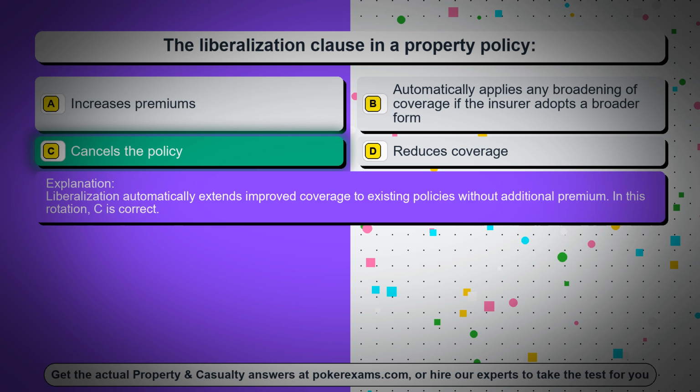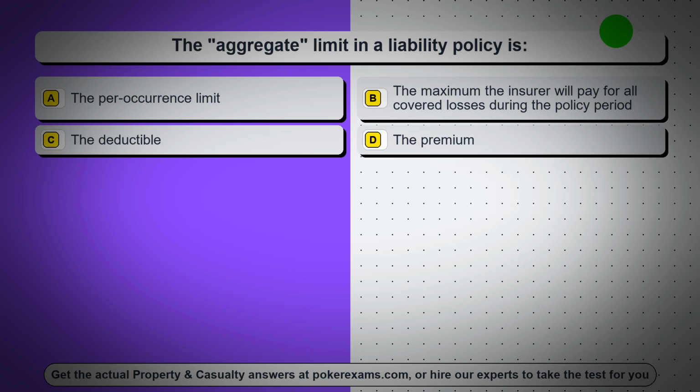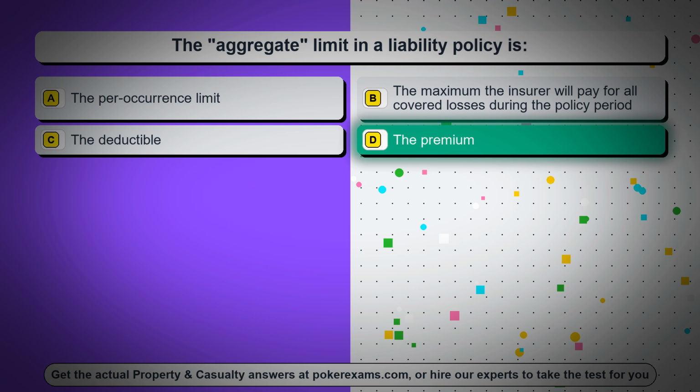Liberalization automatically extends improved coverage to existing policies without additional premium. In this rotation, C is correct. Question 58. The aggregate limit in a liability policy is, option A, the per occurrence limit, option B, the maximum the insurer will pay for all covered losses during the policy period, option C, the deductible, option D, the premium. The correct answer is option D, the premium.